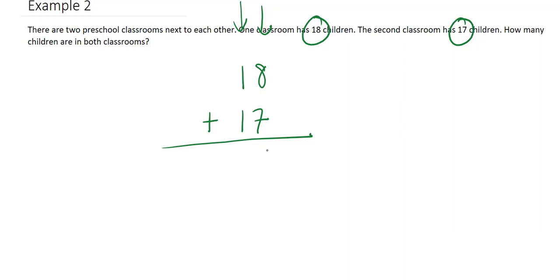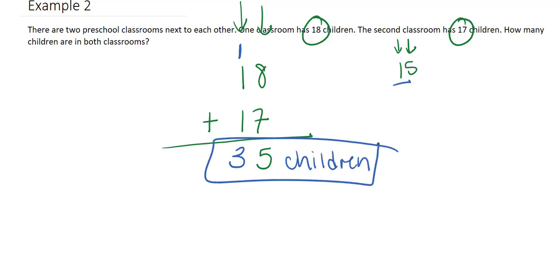We get 15, so we put a 5 below because 5 is in the 1s. If we have 15, this is in the 1s and this is in the 10s. So what we do is we take this 10 and put it right here, so then it's accounted for in the 10s spot, right? We don't need it in the 1s spot, we need it in the 10s. So we have 1 plus 1 plus 1, so that would be 3. So there are 35 children in both classrooms.